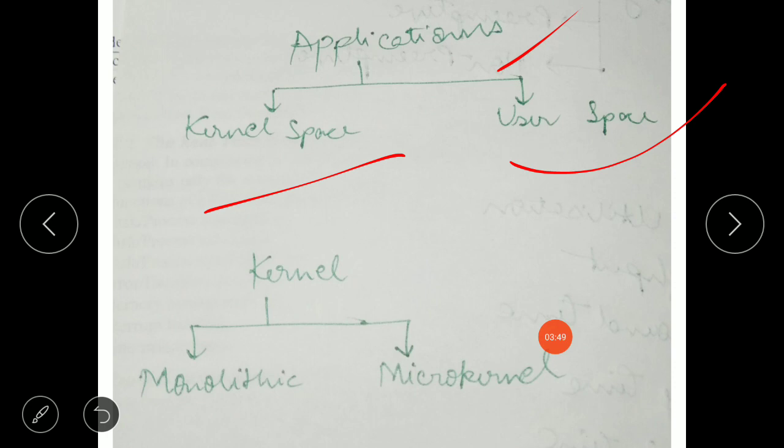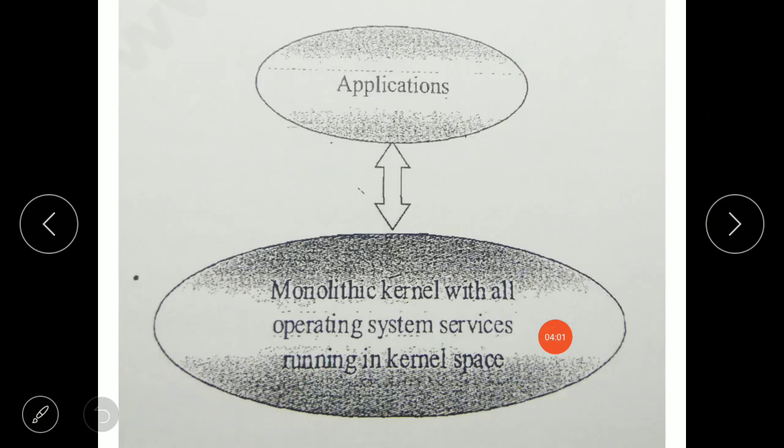Then we have the kernel classified into monolithic kernel and microkernel. In monolithic kernel architecture, all kernel services run in the kernel space. The major drawback of the monolithic kernel is that any error or failure occurring in any one of the kernel modules will lead to crashing of the entire kernel application. So this is the example of a monolithic kernel.